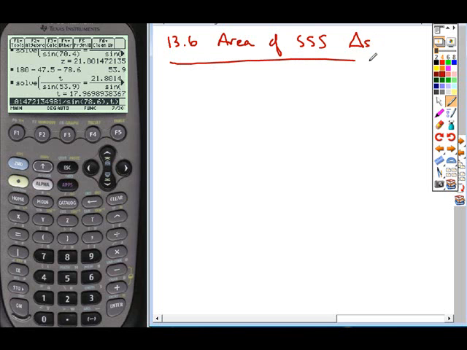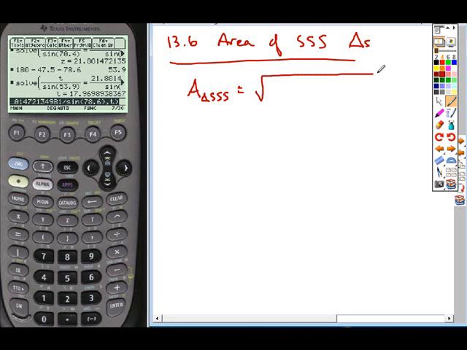In the last section, 13.5, I gave you an area formula for the pattern of SAS information. I want to give you one other area formula for a pattern of SSS. When you're given a triangle with the pattern of SSS, the equation you can use to find its area without having to individually find other little pieces is the following formula. It's called Heron's formula.